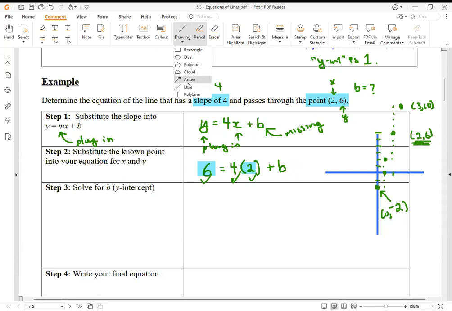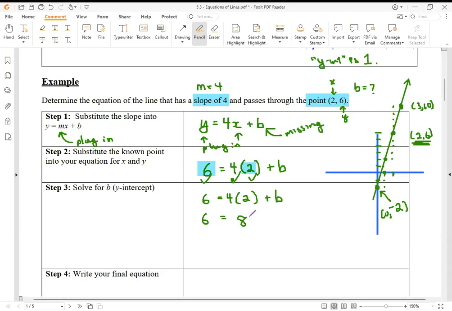Okay, so let me finish this by drawing this little nice line. Because the point is 2, 6, and it goes x, y, so 2 is x and 6 is y, so just put x and y as 2 and 6. You're matching your x and y because the equation has an x, equation has a y. You plug in a 2, you plug in a 6. This is 6 equals 8 plus b. How do I get b all alone? How do I get rid of a positive 8? Subtract 8. So 6 minus 8 equals b.